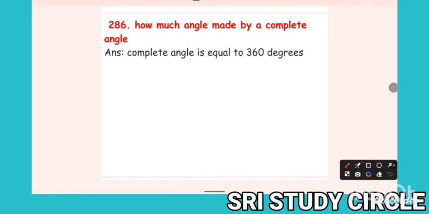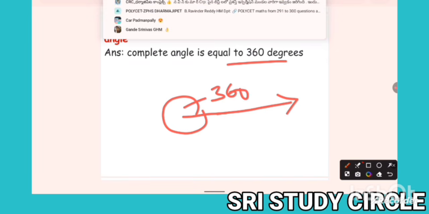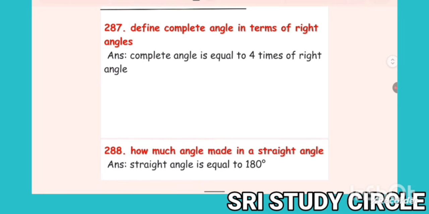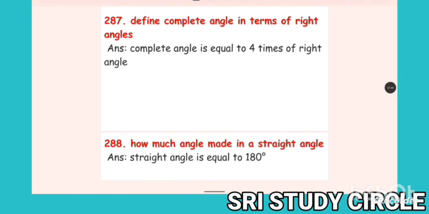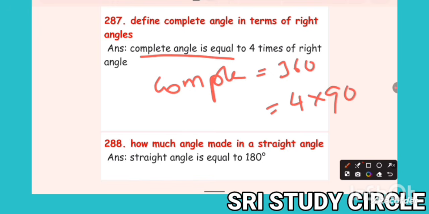How much angle is made by a complete angle? The answer is 360. One circle is completed here, so 360 degrees. Next, define complete angle in terms of right angles. 360 means four right angles. Therefore, complete angle is equal to 4 times a right angle, 4 into 90.